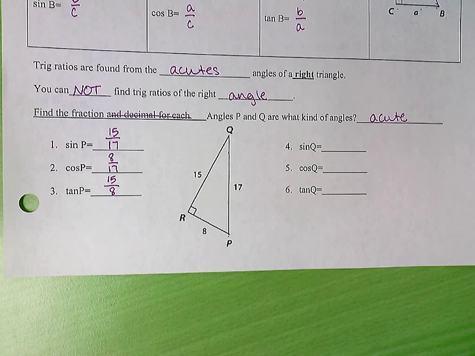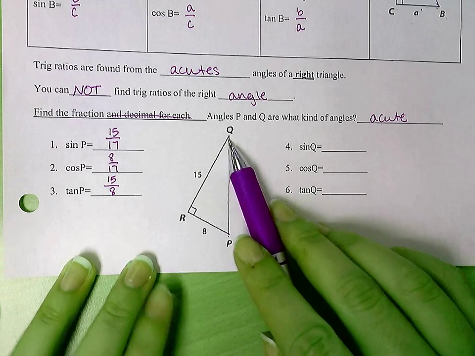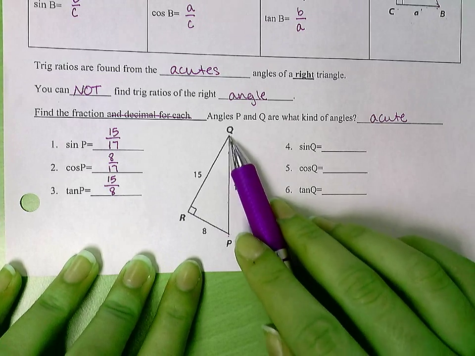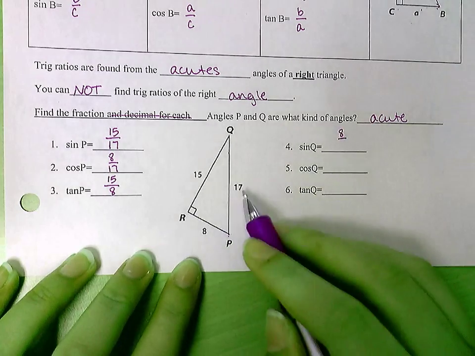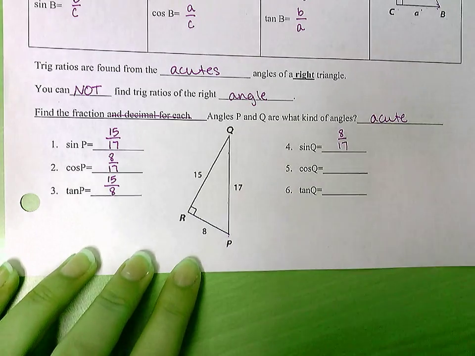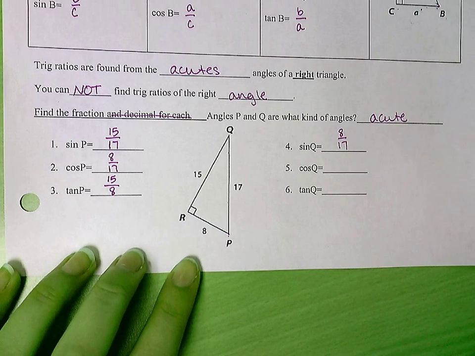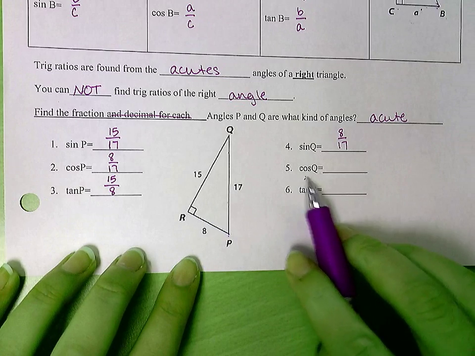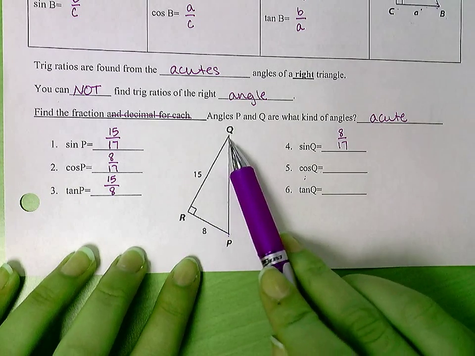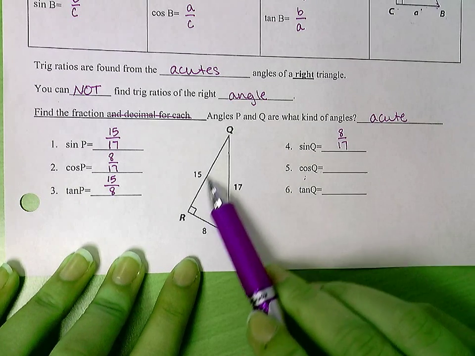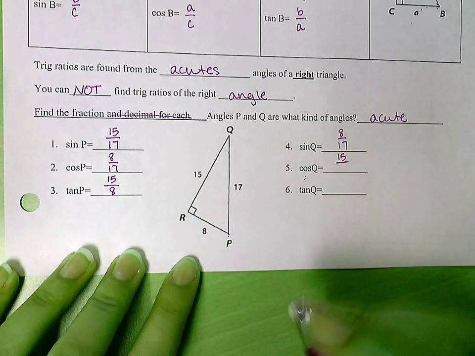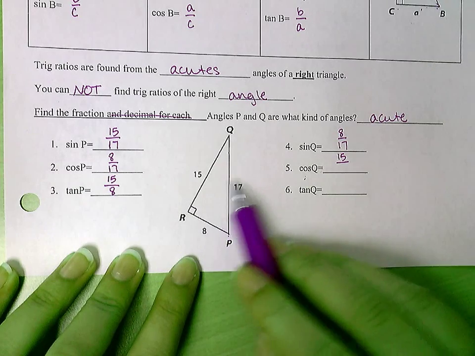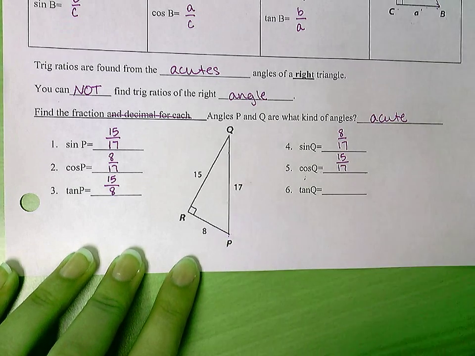All right, looking at number 4, we're taking sine of angle Q. From this angle, we need the opposite side, which is 8, over the hypotenuse, which is 17. For 5, we're taking cosine of angle Q. From angle Q, we need the adjacent side, or the side next to, which is 15, over the hypotenuse, again across from that 90-degree angle, which is 17.